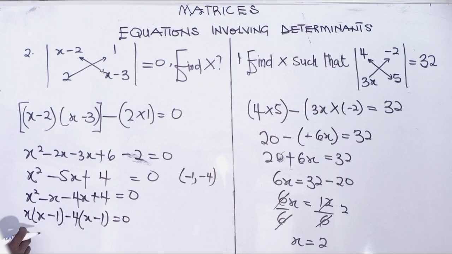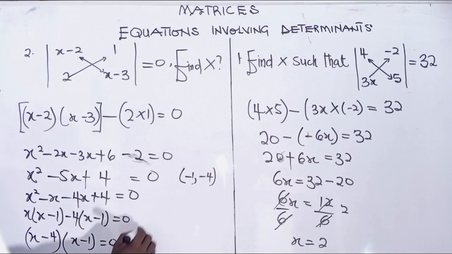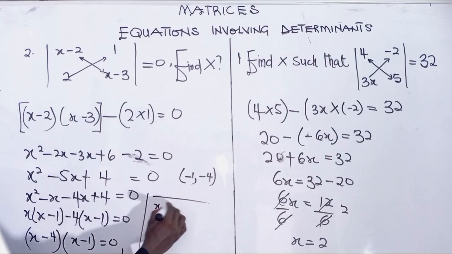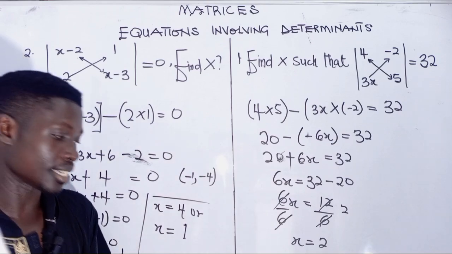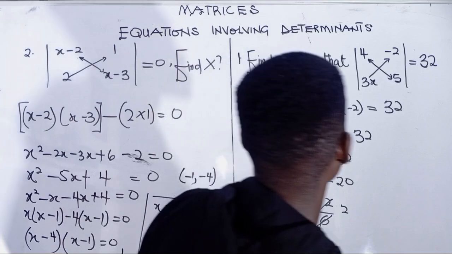So let's pick those outside the brackets. We are going to have x minus 4, and then x minus 1 is equal to 0. From here, we can see that our x is equal to 4, or our x is equal to 1. So the value for x is either x is equal to 4 or x is equal to 1. Let's look at our last example and then we move.